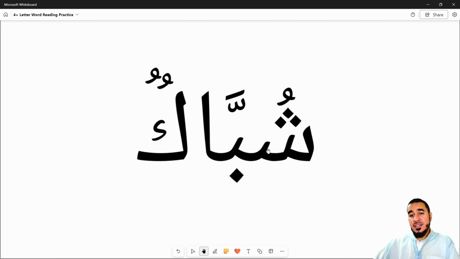And then we have the second word here. It starts with a sheen, and the sheen has the dhamma above it. And then we have the letter ba with a shadda. And remember, we said the shadda is the doubling of a letter. This sign, the shadda, is an indication of the doubling of the letter below it.